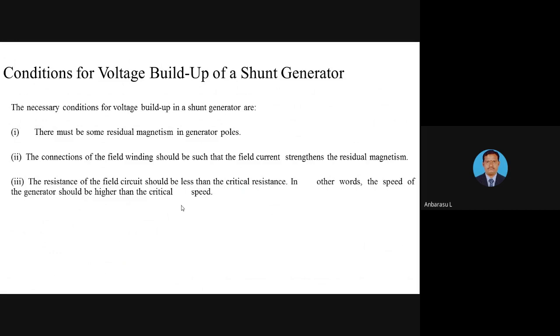Second, the connections of the field winding must be properly made. The field winding should be properly connected to the armature winding so that it strengthens the residual magnetism and does not decrease it. Third, the field winding resistance: the resistance of the field circuit must always be less than the critical field resistance. That is another condition for voltage buildup. If it is larger than the critical field resistance, it cannot produce the voltage.